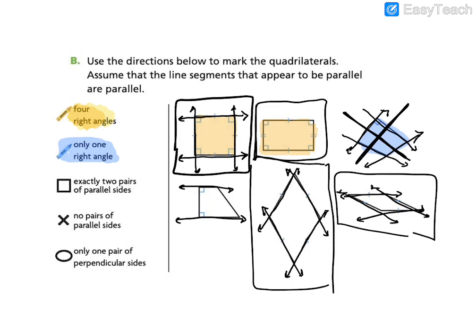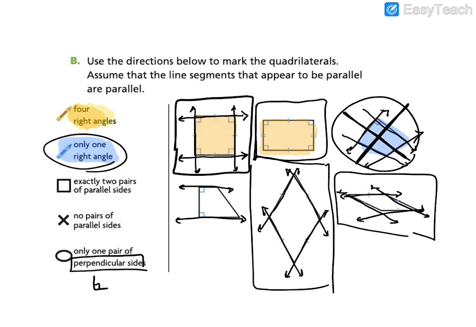And then finally, we're looking for a shape with 1 pair of perpendicular sides. We know perpendicular sides will meet at a right angle. So I'm looking for only 1 pair of perpendicular sides. And my shape with only 1 right angle is that guy.